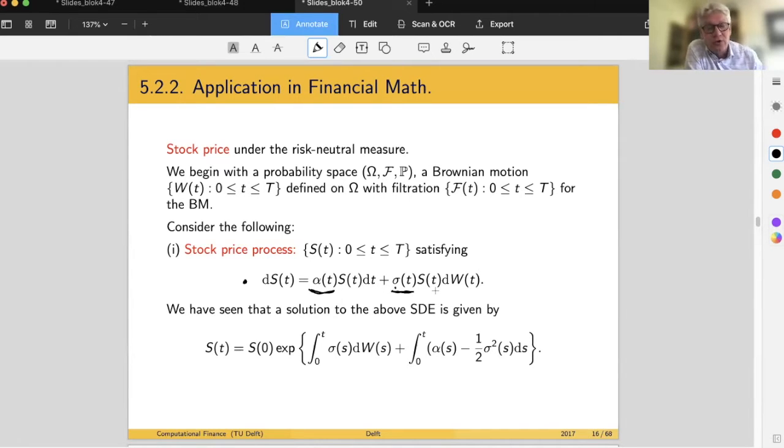And we know the solution of this geometric Brownian motion. A couple of lectures back, we derived in detail that S_t can be seen as S_0 e to the power the integral from 0 to t of sigma_s dW_s, plus the integral from 0 to t of alpha_s minus one half sigma squared_s ds. So that exponential process multiplied by S_0, the stock price now, is a projection for the stock price in the future.